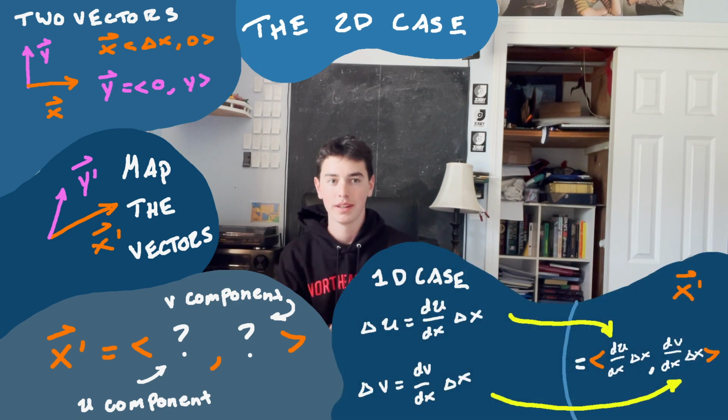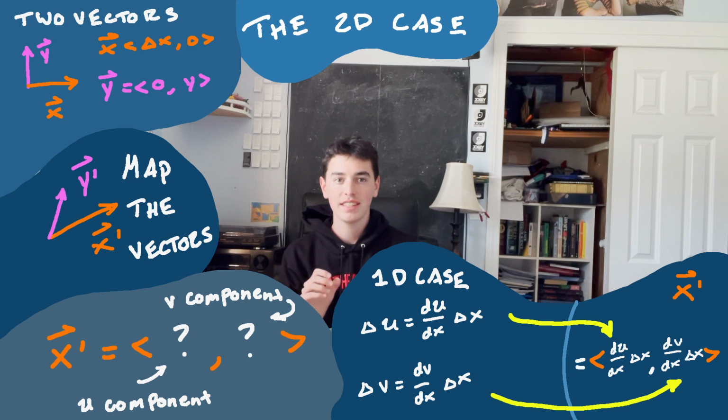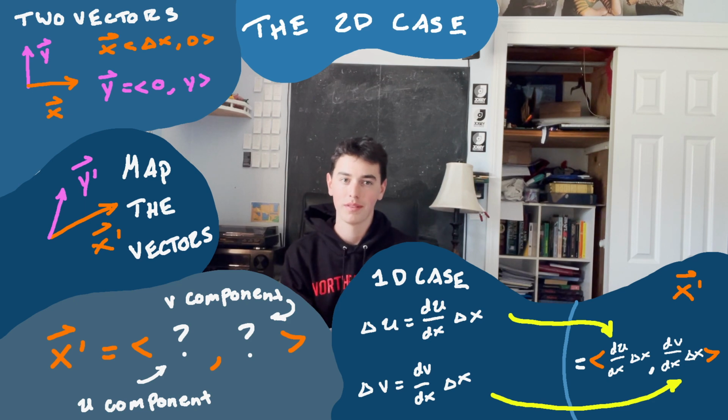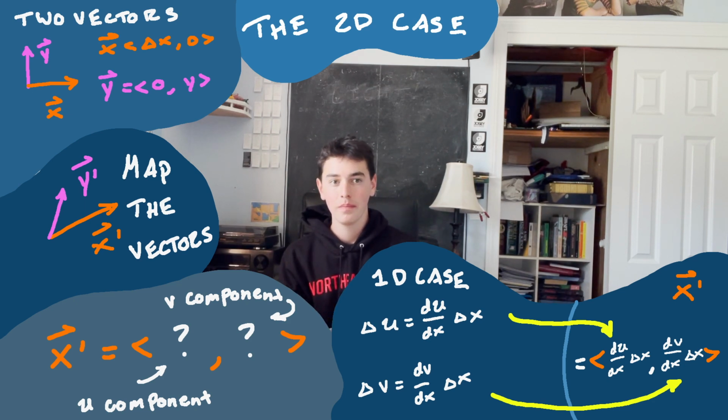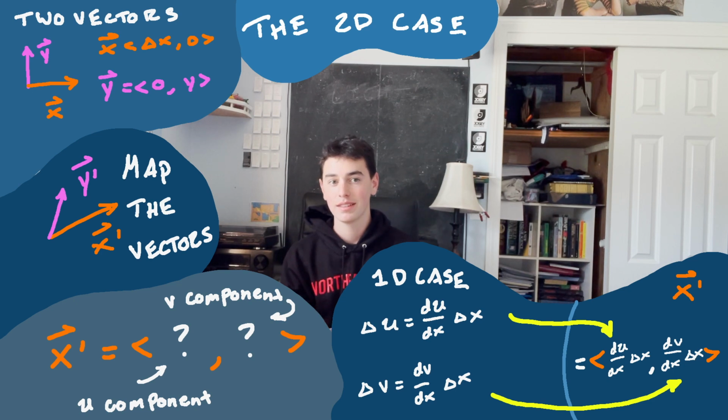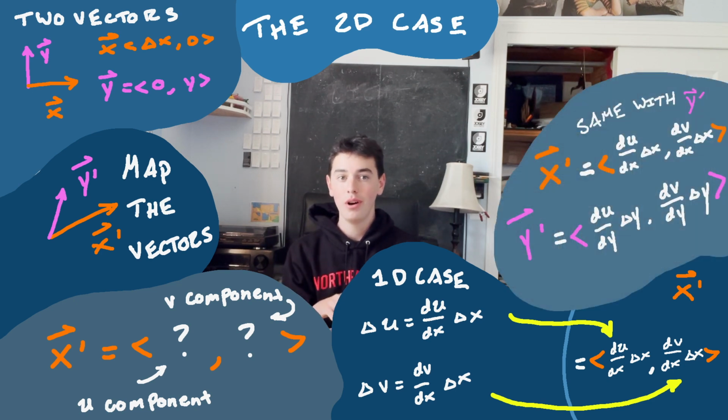Well, look back at the one-dimensional case. We know that a change in x gives us a change in u, and we also found that a change in u is approximately equal to du dx times the change in x. This result gives us the u component for the vector x prime. It's just du dx times delta x. Doing the same for the v component, we get that the v component is just dv dx times delta x. And for the vector y prime, all we have to do is swap out the x's in the vector x prime for y's.